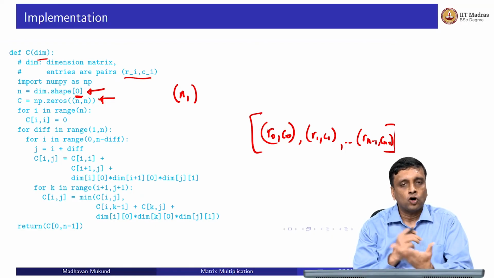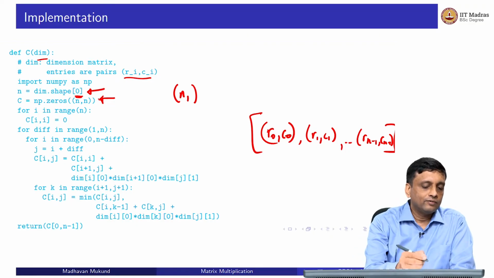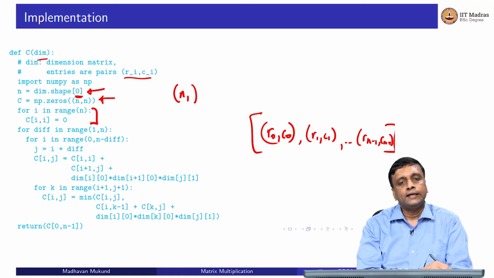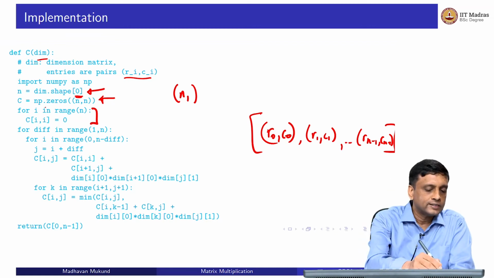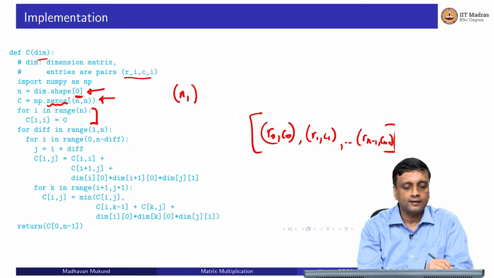So C is my cost matrix, so I set up an n by n cost matrix with value 0. The first thing I do, of course it's already 0, but just to emphasize, I set the base case, right? So for all entries from 0 to n minus 1, I set Cii equal to 0. So strictly this is not necessary because I already have the zeros here, but this is just to emphasize that the base case is being handled.